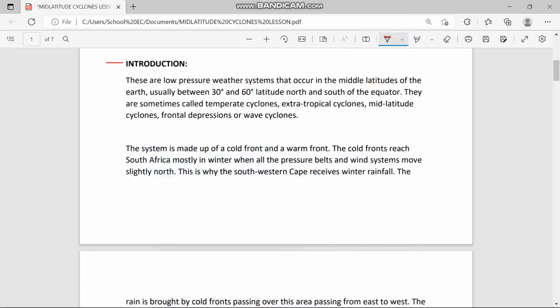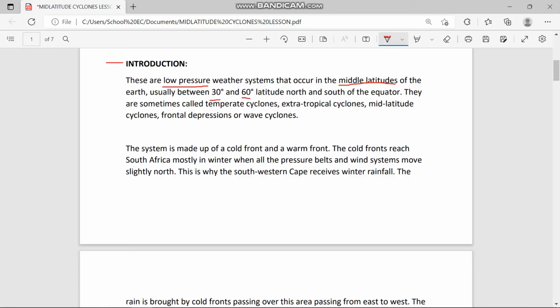So for the introduction, mid-latitude cyclones are low pressure weather systems that occur in mid-latitude regions of the earth, usually between 30 degrees south and north of the equator and 60 degrees south and north of the equator latitudes. The very important thing is that you must know that a mid-latitude cyclone is a low pressure system, and it occurs in the mid-latitude regions, in subtropical regions and so on, between 30 degrees and 60 degrees latitude north and south of the equator.